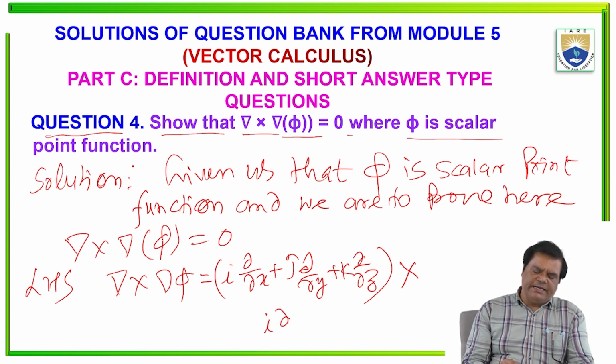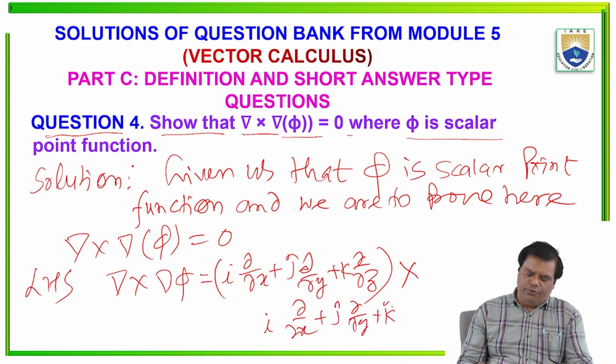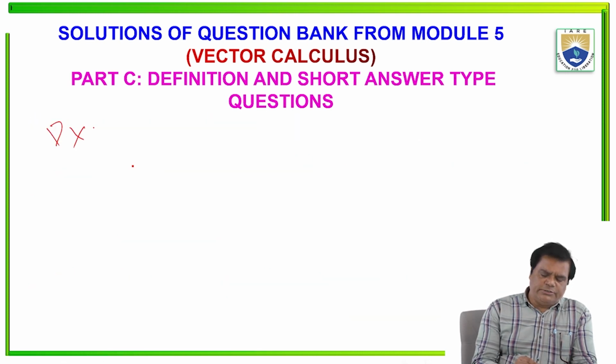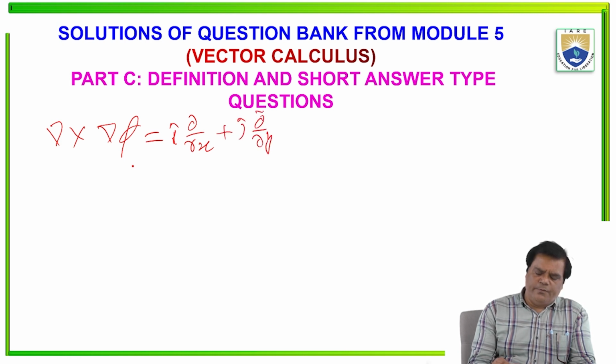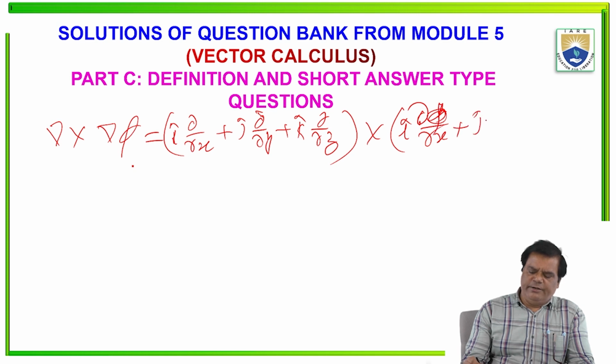Phi is a scalar point function. So del cross del phi equals (i ∂/∂x plus j ∂/∂y plus k ∂/∂z) cross (i ∂phi/∂x plus j ∂phi/∂y plus k ∂phi/∂z).